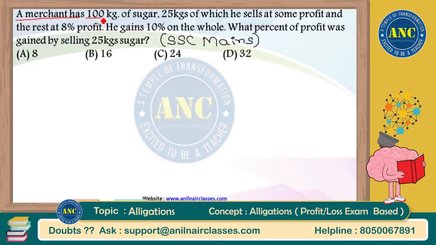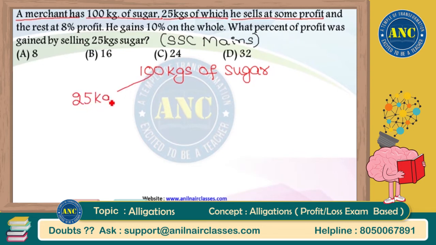A merchant has 100 kgs of sugar. Total quantity what he has is 100 kgs of sugar. This is the first statement. A merchant has 100 kgs of sugar, 25 kgs of which he sells at some profit percentage. Out of 100 kgs, 25 kgs is sold at some profit percentage. I don't know how much profit percentage he is selling the 25 kgs, and the rest out of 100, if 25 is gone, remaining is 75 kgs, and the remaining 75 kgs at 8% profit percentage. Remaining 75 kgs he is selling at 8% profit.